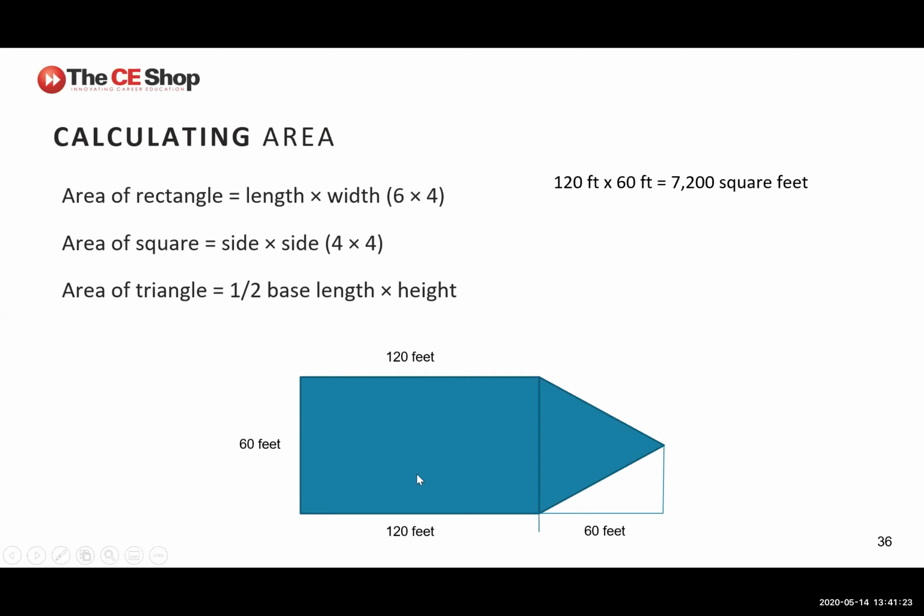So you start off with the rectangle. Easy enough, length times width. 120 times 60 is 7,200. Now you're going to be looking at the triangle, which is half of the base length times the height. So you're going to be doing half of 60 because that's what you're looking at there for your length. I should say 30 right here times 60 comes up to 1,800 square feet.